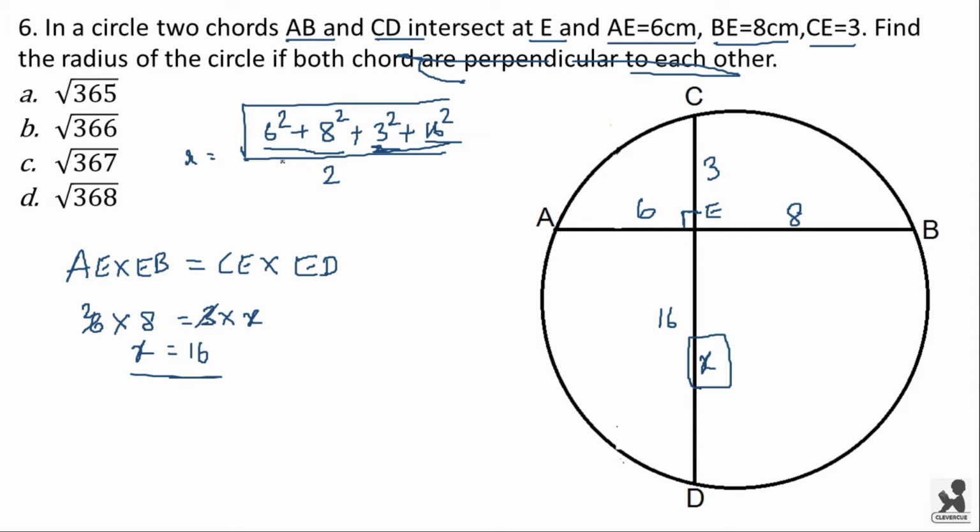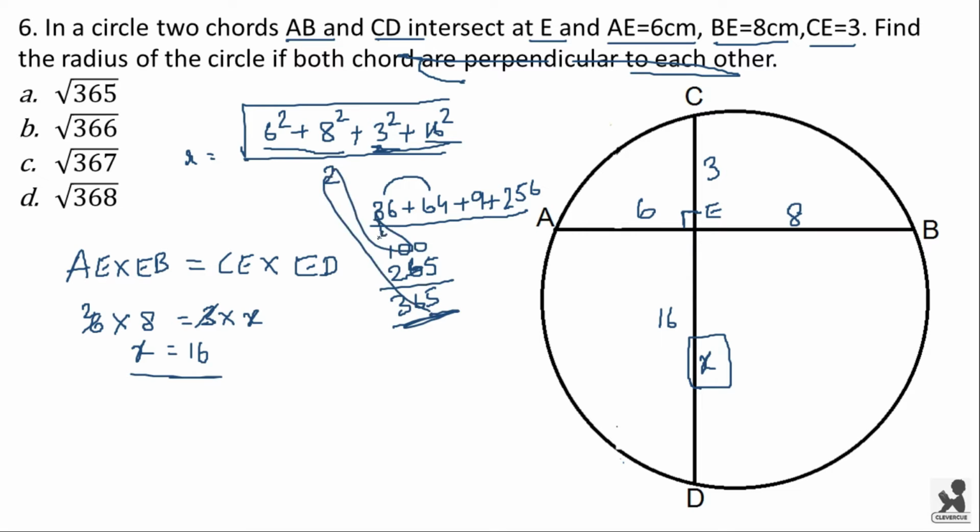See, you have to calculate all this in your mind so that you will be fast in your examination. See, 6 square is 36, 8 square is 64, 3 square is 9, and 16 square is 256. So if we add this, 36 plus 64 is 100, and 9 plus 256 is 265. So we get 365 as the sum of this. Sorry, some technical issue.